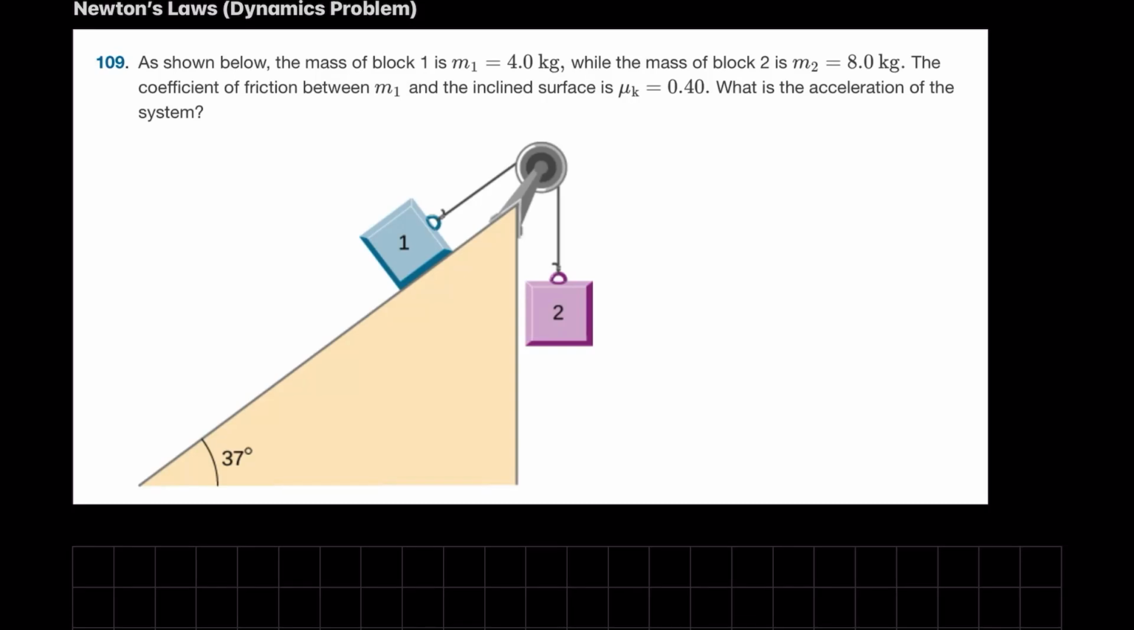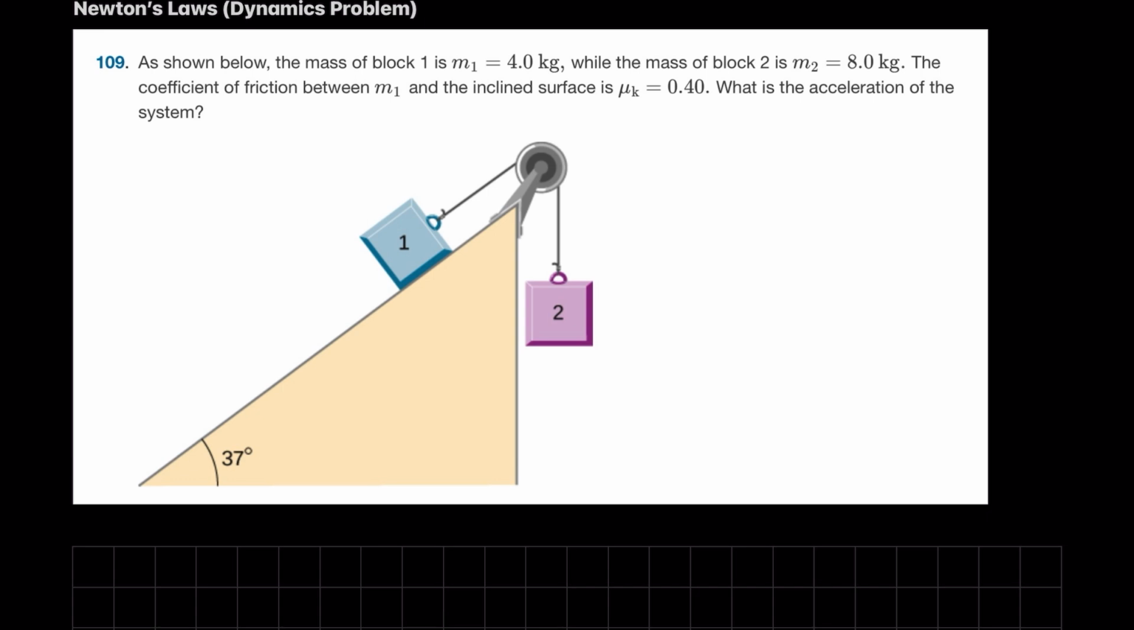Hello, everyone. Let's take a look at this Newton's laws problem. This is a dynamics problem because there's going to be acceleration. So we have these two blocks. They're connected by a pulley. So one of the blocks, the M1, has a mass of 4 kilograms. Block 2 has a mass of 8 kilograms.